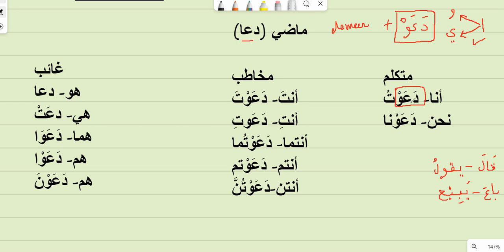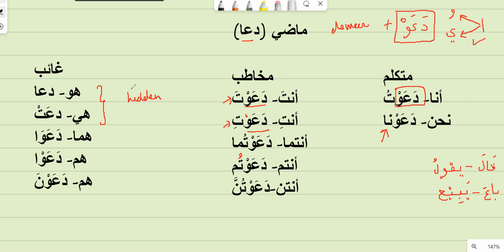So you can see da'aw to, da'aw na, noon fa'ilin, and anta da'auta. As you can see, all the damirs are added with the same structure. Da'auta, da'autuma, da'autum, da'autunna. And in ghaib, as now you know, huwa and hiya have hidden damirs.